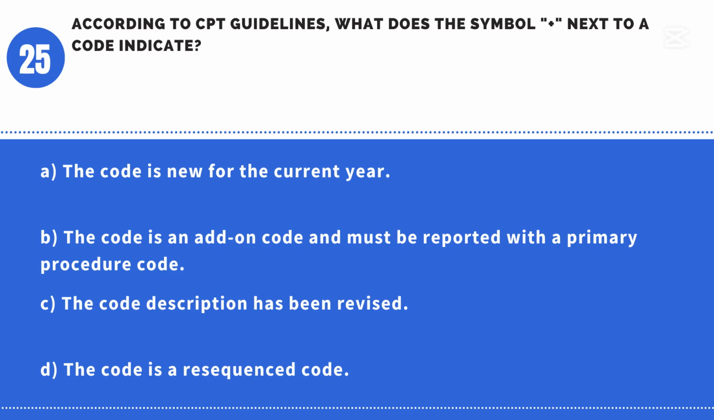Question 25. According to CPT guidelines, what does the symbol plus next to a code indicate? A. The code is new for the current year. B. The code is an add-on code and must be reported with a primary procedure code. C. The code description has been revised. D. The code is a resequenced code.